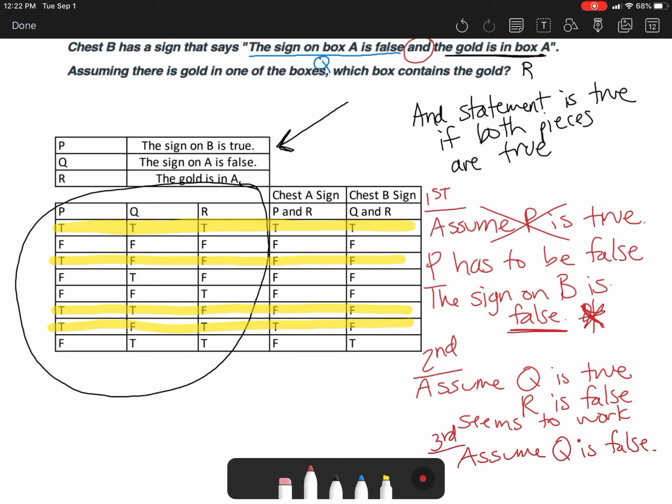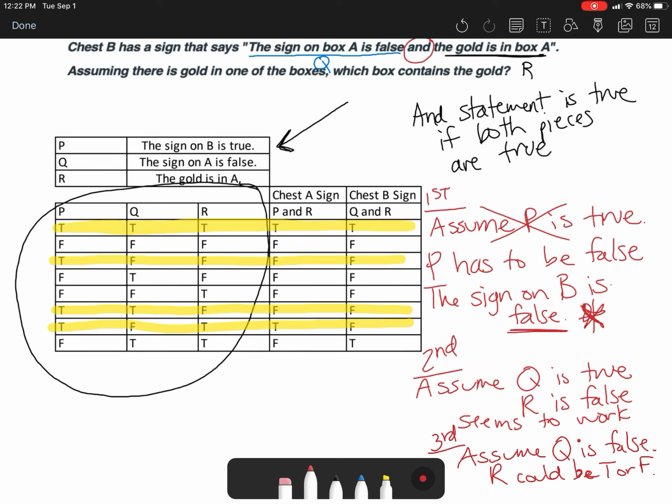Okay, well, if we assume Q is false, that would make the entire sign on chest B false, and that would mean R could be true or false. Okay, because we only need at least one part of the sign on B to be false. So if Q's the false part, it doesn't matter if the R portion is true or false. And let's see if this walks us into a contradiction.